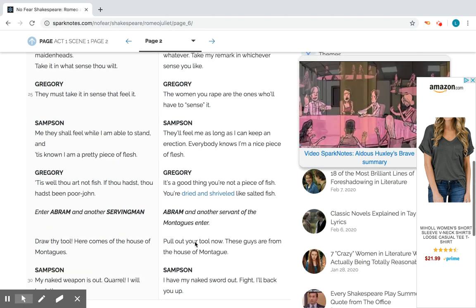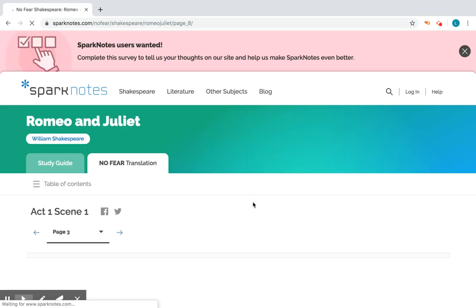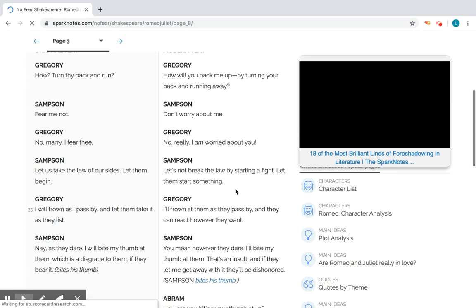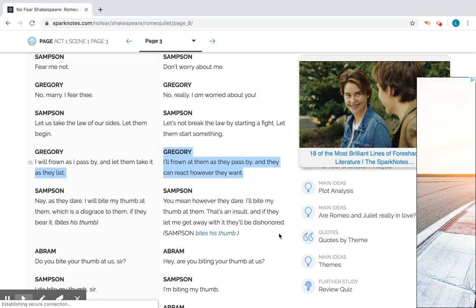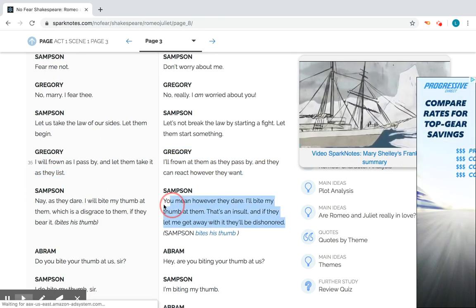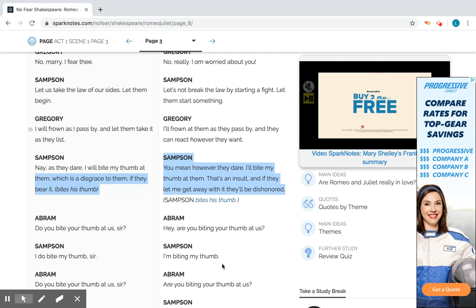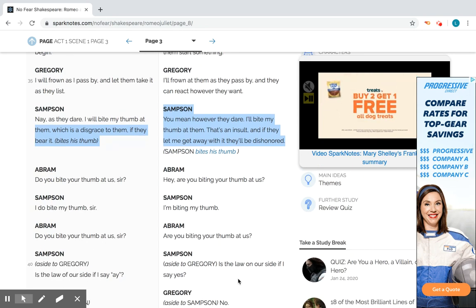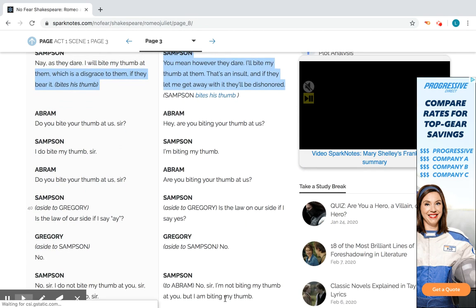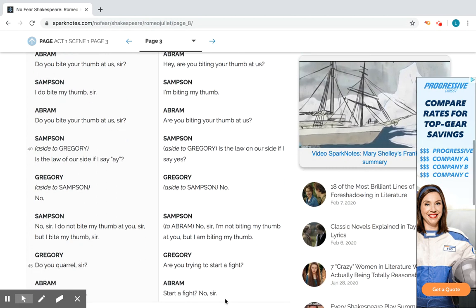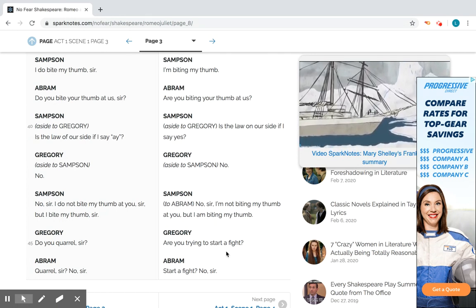Draw thy tool. Here comes two of the House of Montagues. My naked weapon is out. Quarrel, I will back thee. How? Turn thy back and run. Fear me not. No, marry, I fear thee. Let us take the law of our sides. Let them begin. I will frown as I pass by, and let them take it as they list. Nay, as they dare. I will bite my thumb at them, which is a disgrace to them if they bear it. Do you bite your thumb at us, sir? I do bite my thumb, sir. Do you bite your thumb at us, sir? Is the law of our side if I say aye? No. No, sir, I do not bite my thumb at you, sir. But I bite my thumb, sir. Do you quarrel, sir? Quarrel, sir?